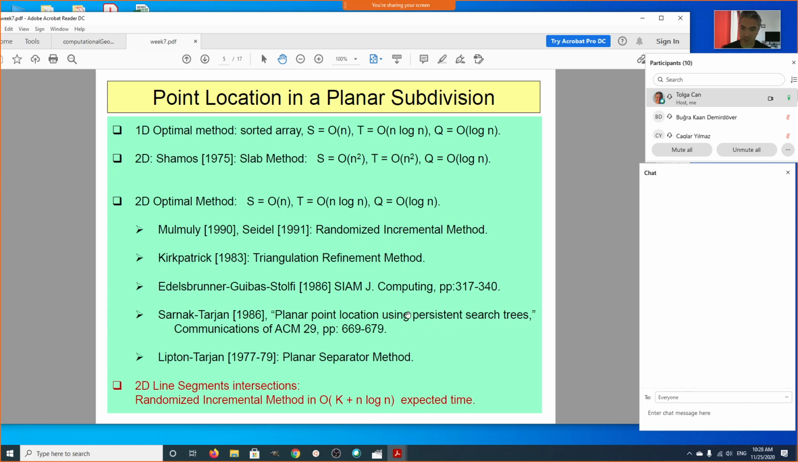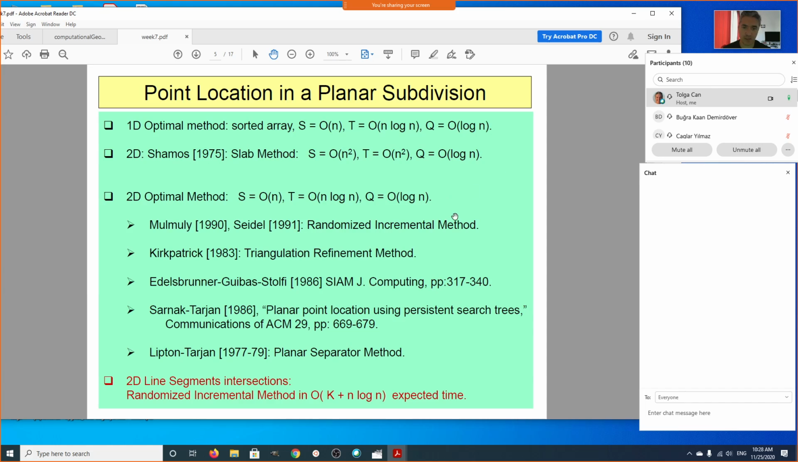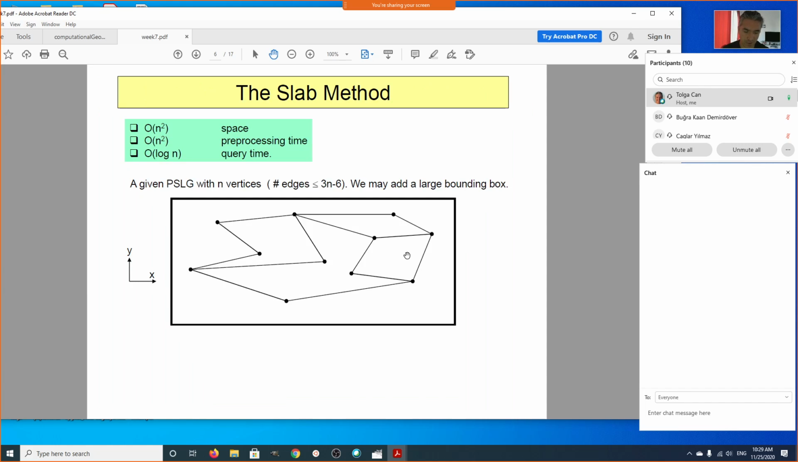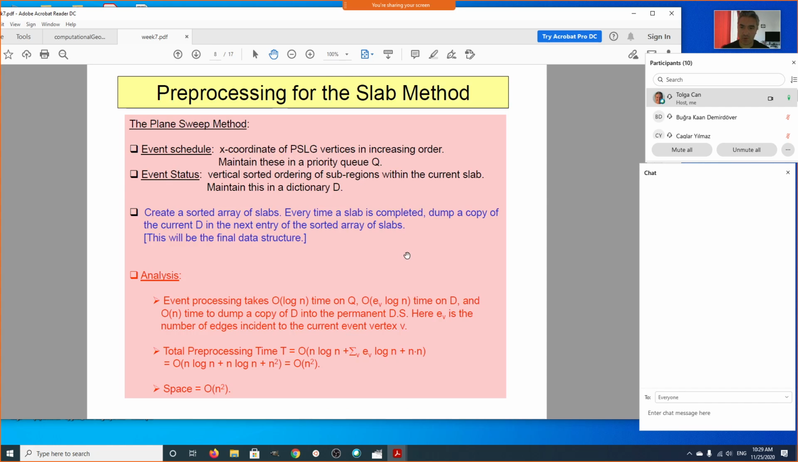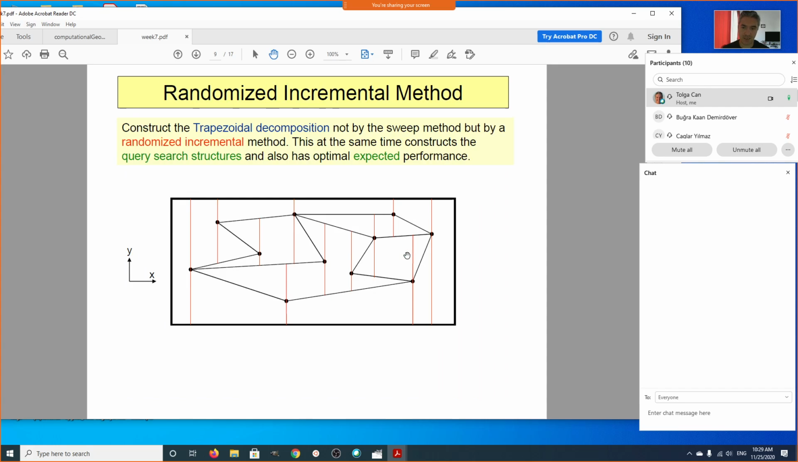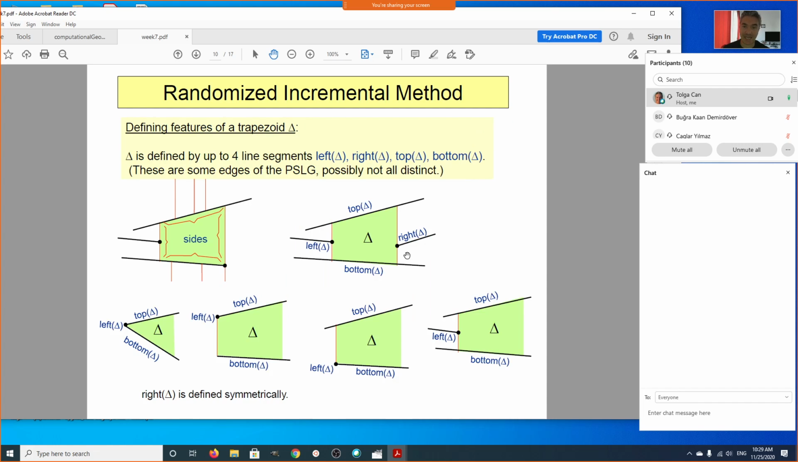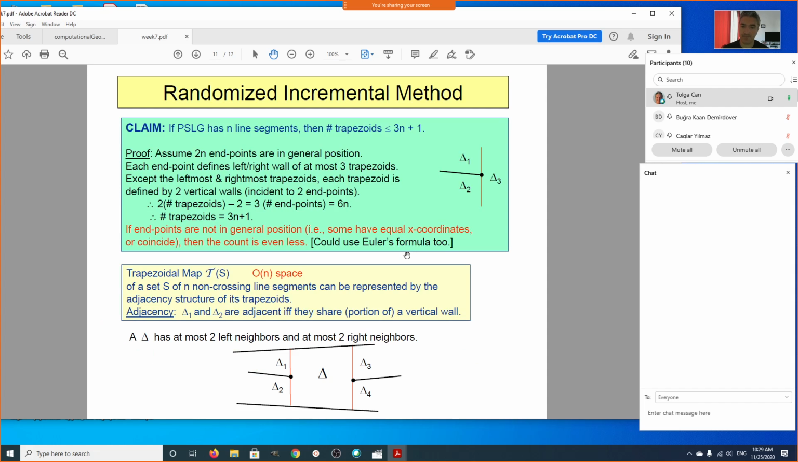And there are other algorithms that follow these. Actually, they're before, in 1983. So this Seidel's expected algorithm is like optimal. That's why we are going to describe it. So we have seen the slab method, the Shamos method, and the randomized incremental method. We see that we are not extending the vertical extensions all the way to infinity. We stop when we hit an edge, and we have talked about this. Every trapezoid can be identified by 4 things: left and right points, top, and bottom.